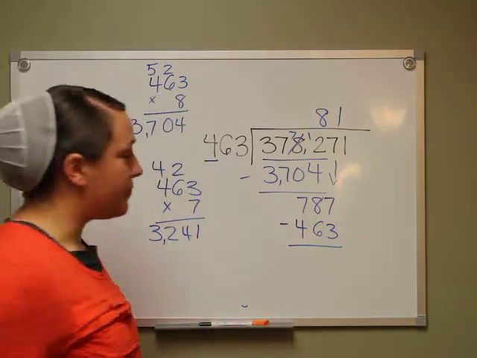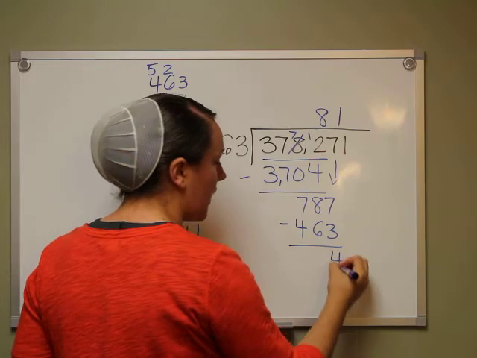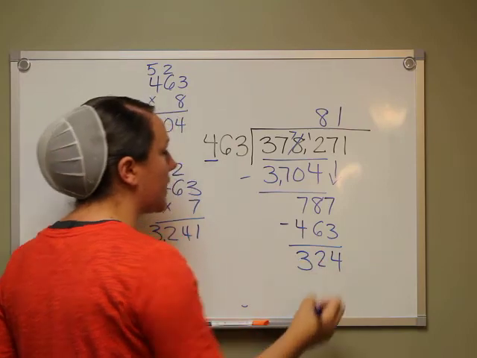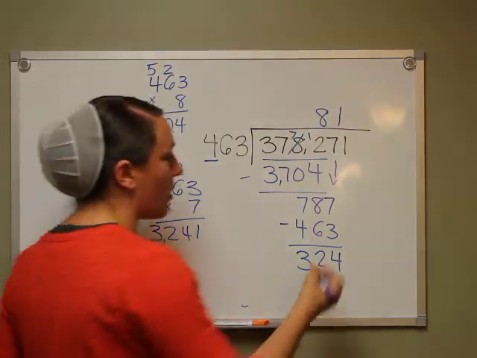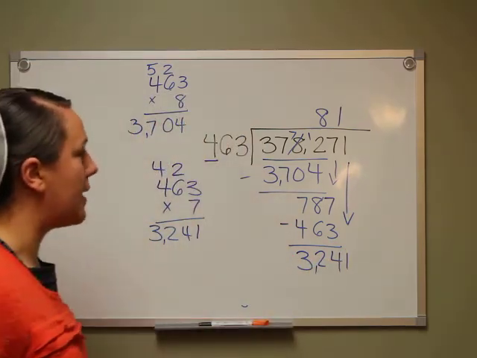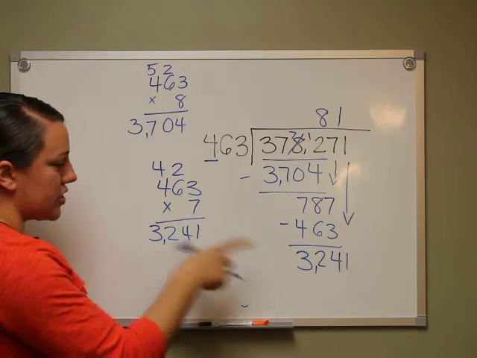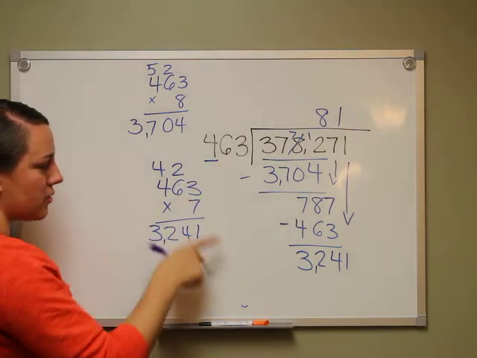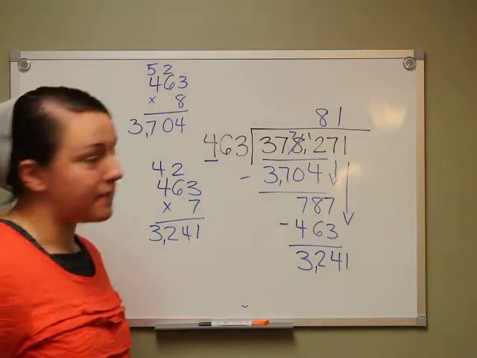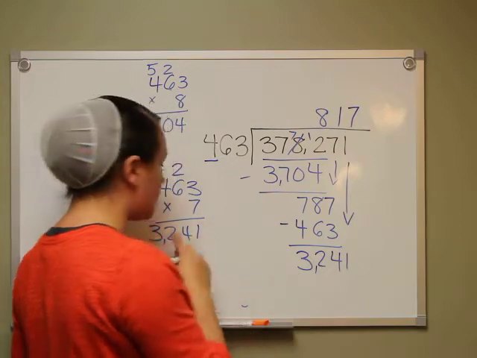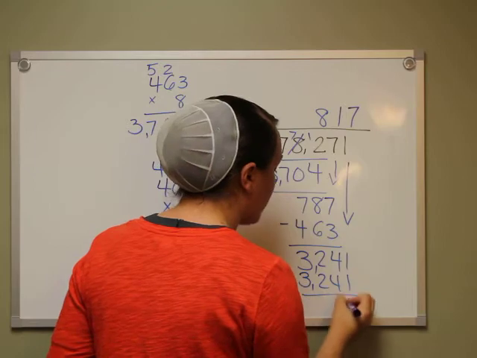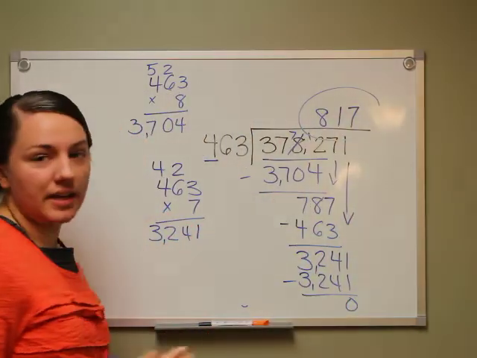7 minus 3 is 4, and 8 minus 6 is 2. 7 minus 4 is 3. So now we have 324. We need to bring down our 1 as our last thing to do here before we divide for the last time. Now, if we just look here, actually, we can see 463 can perfectly go into 3,241 7 times. So we write 7 up here and subtract 3,241. And we get 0. So 817 is our answer.